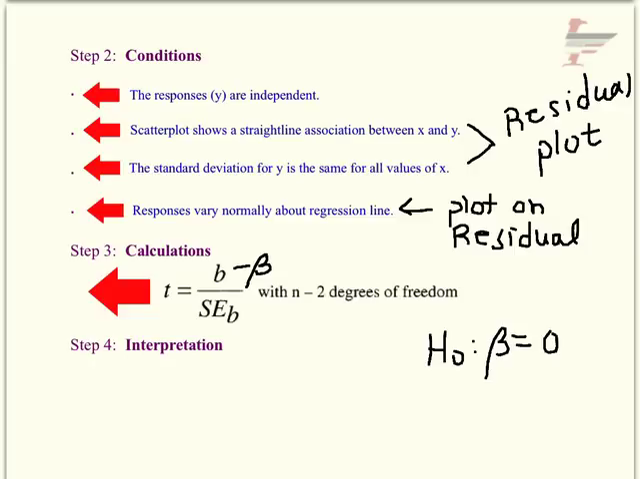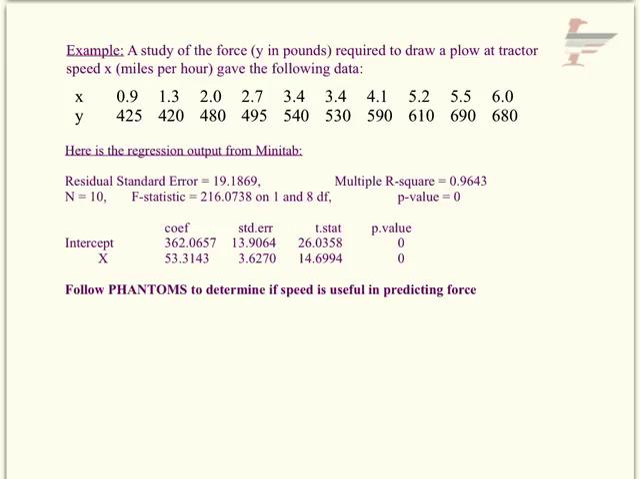Another thing to note, your degrees of freedom is n minus 2 and not n minus 1, so that's something that's different. And then SE sub b is the standard error of your slope, and that will usually be given to you. Then, of course, step 4 is interpretation. If your p-value is small, you reject the null, and there is a linear relationship. If your p-value is large, you fail to reject, and there is no linear relationship.